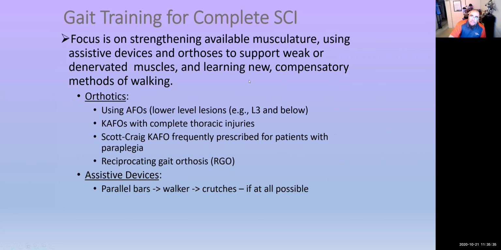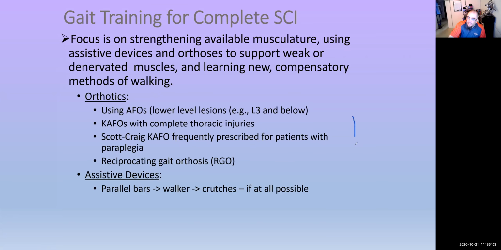Focusing on strength training available musculature is important, right? And then talking about orthoses and other things to help support weak or denervated muscles. If your patient has functional quads and hamstrings, but lacks function below the knee, we may have to do AFOs, KAFOs, and the like to provide additional support. Scott Craig KAFO is kind of a common one we'll get, and I talked briefly about that.